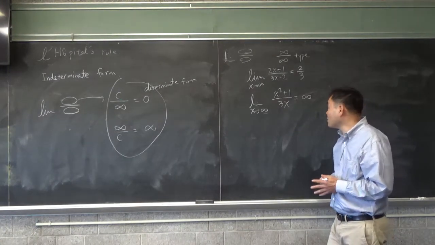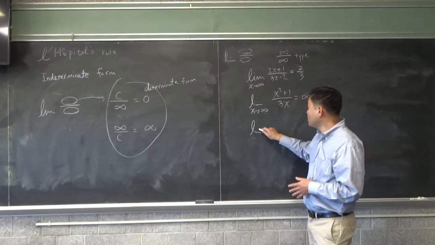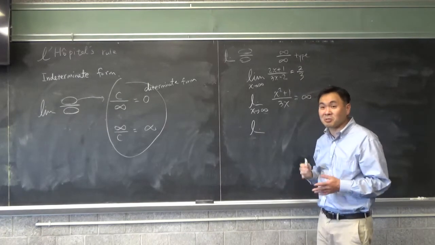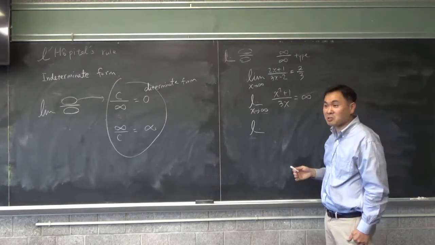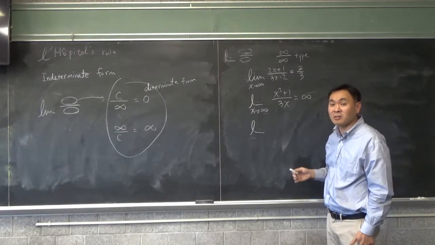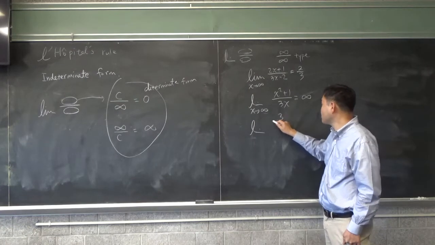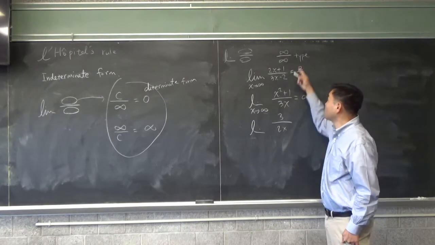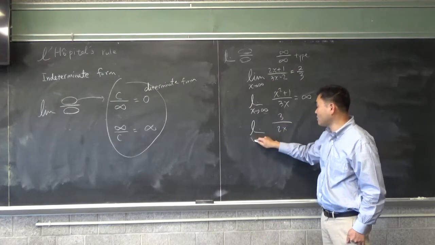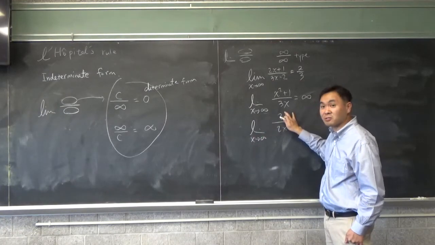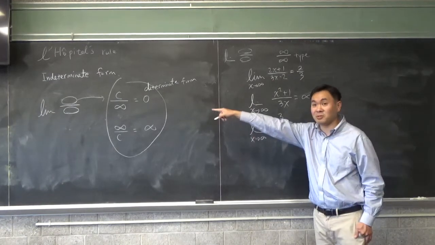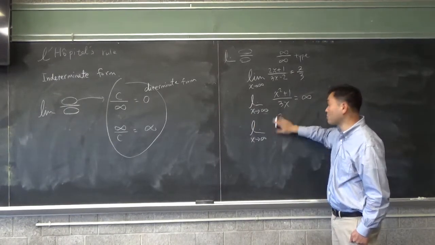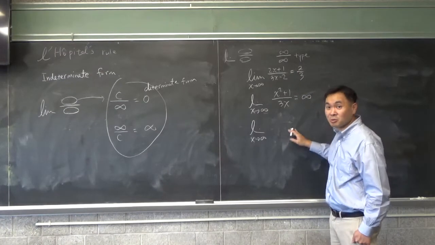Now, can you give me an example where the limit becomes 0? It should still be infinity over infinity type, but the limit is 0. What would be an example of such? 3 over 3x? This one won't be of this type because as x goes to infinity, this is still a constant over infinity, so it won't be indeterminate. Give me another example of infinity over infinity type that goes to 0.